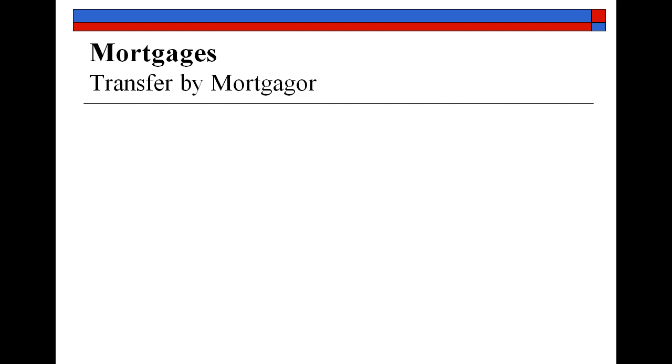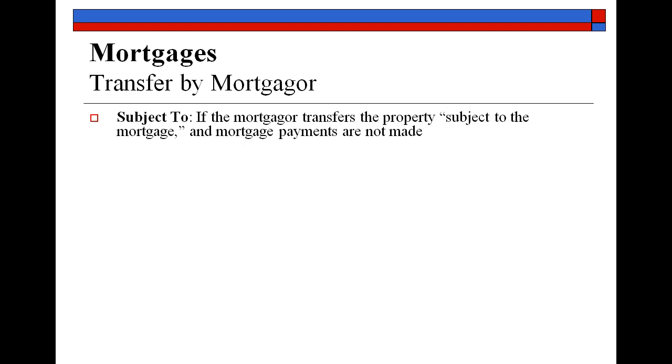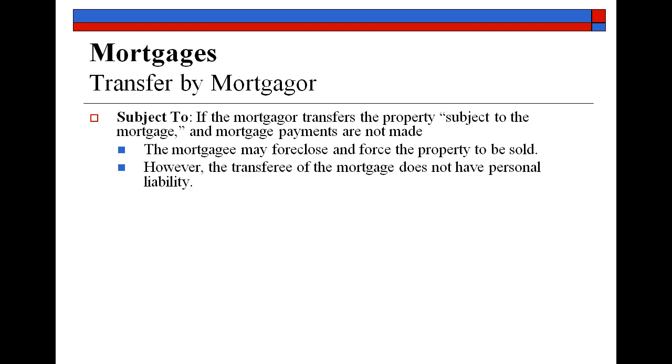To understand liability for a deficiency judgment fully, we must also consider transfers by the mortgagor. Transfers by the mortgagor can fall into three different categories. First, we have a transfer that is subject to the mortgage. If the mortgagor transfers the property subject to the mortgage and mortgage payments are not made, the mortgagee may foreclose on the mortgage and may force the property to be sold. However, the transferee of the mortgage does not have personal liability.